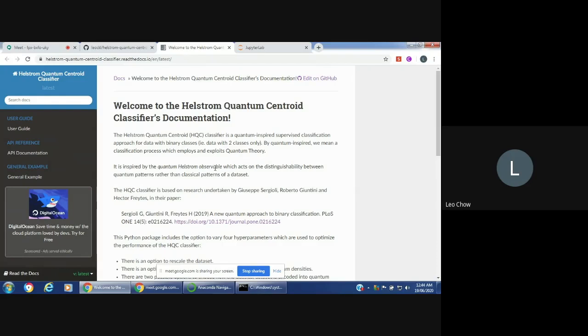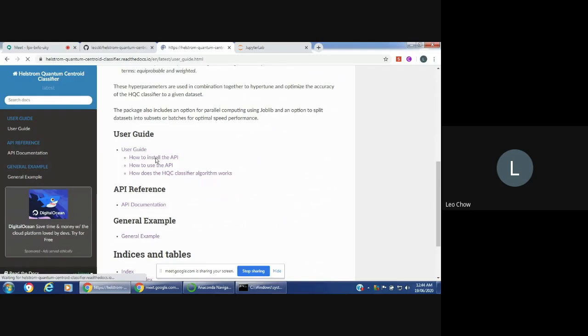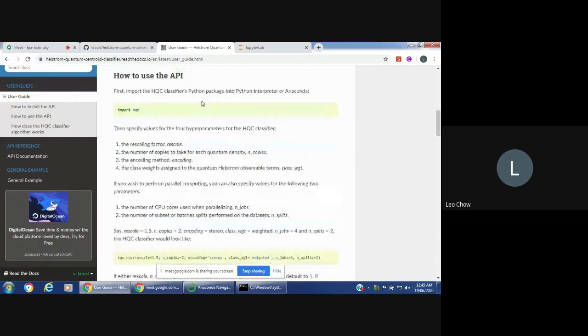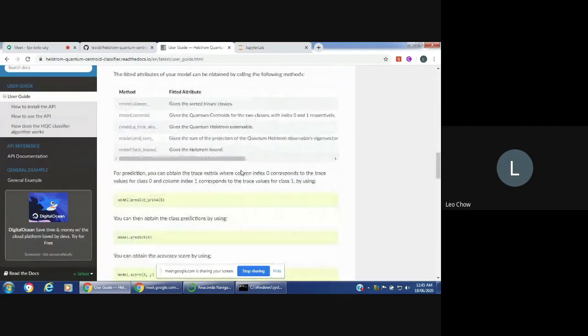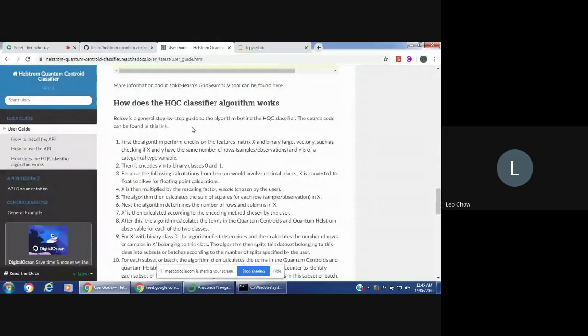Perfect, thank you. So if you go to this documentation, you have all the details that you need on how to use this package. If you go to the user guide, this section consists of 3 parts: how to install the package, which I've shown you just now, pip install HQC, and also how to use the API, which I've shown you just now as well. And it also has another section to show you how the HQC algorithm actually works. I've written out a step-by-step guide on how the algorithm works.